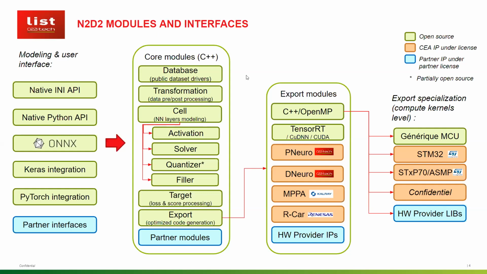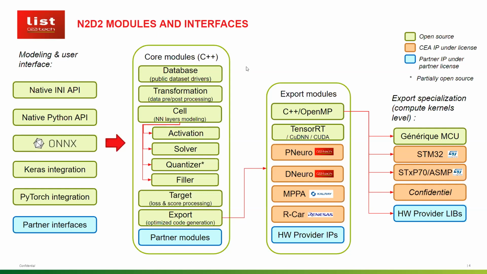After that you can see the core modules of the framework, which are described and written in C++ code. Those are called core modules. They take care of the database, the image transformations, and the layers of the neural networks, called cells here on this slide, which can also have different parameters and different objects like activation, the solver in order to override the parameters, and the quantizer, which is partially open source now, depending on the methods. And also we have fillers.